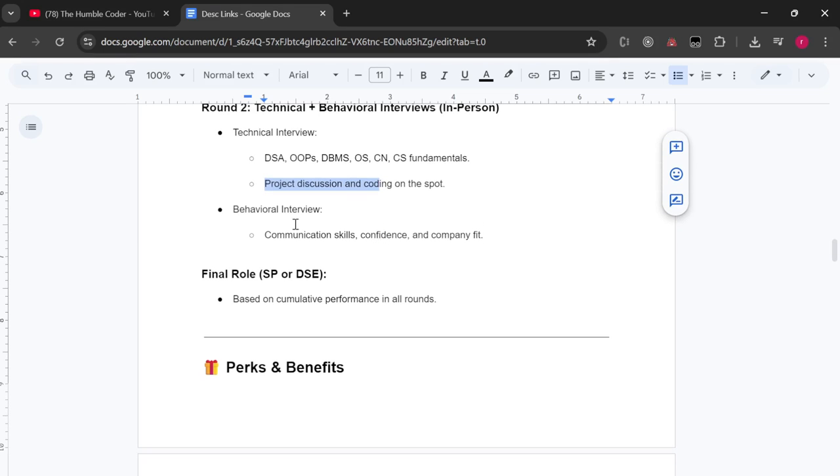Okay, next is your behavioral interview, or you can also call it the HR interview. In this round, your communication skills will be tested, your confidence level will be tested, and whether you are fit for the company or not. So basic managerial round questions will be asked.